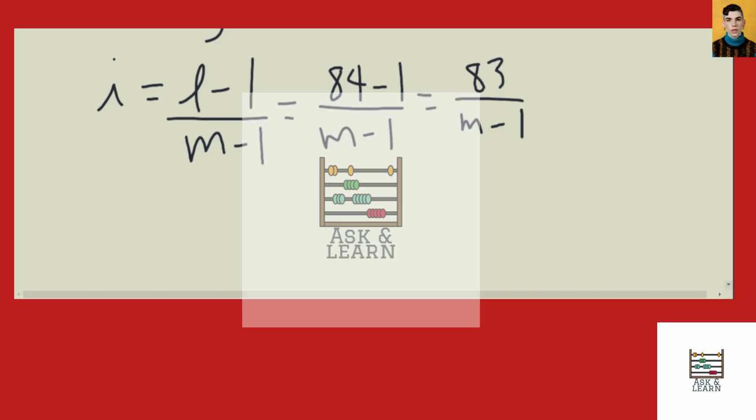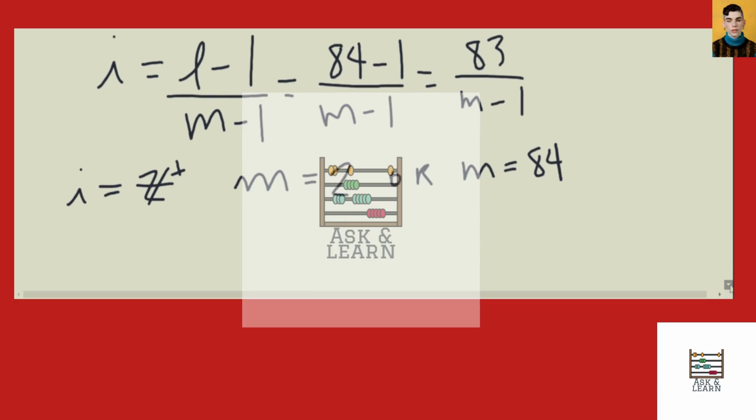So for this, I has to be an integer, a positive integer at that. In order for it to be an integer, because it's 83, M would either have to be 2, so that it would be 83 over 1, or M has to be 84, so that way I equals 1. Okay, so we're going to look at each one of these scenarios.